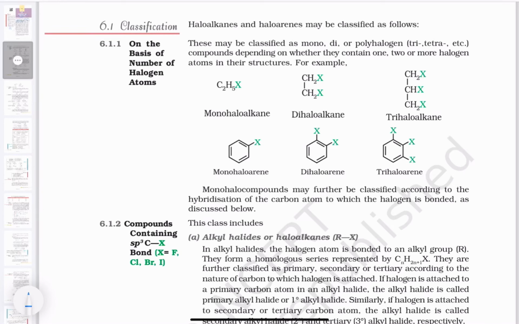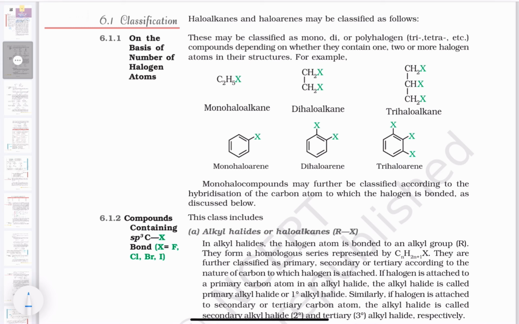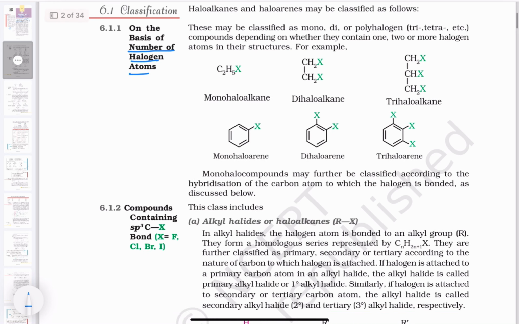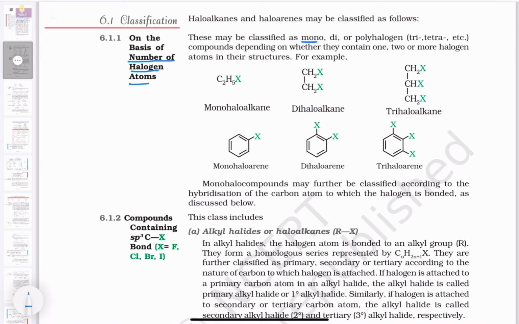Hello everyone. Today we will study the classification of haloalkanes and haloarenes. As you can see, haloalkanes and haloarenes can be classified on the basis of the number of halogen atoms. It is mono if there is only one halogen atom, di when there are two halogen atoms, and polyhalogen when there are more than two halogen atoms. This can be tri, meaning three halogen atoms, tetra, meaning four halogen atoms, etc.